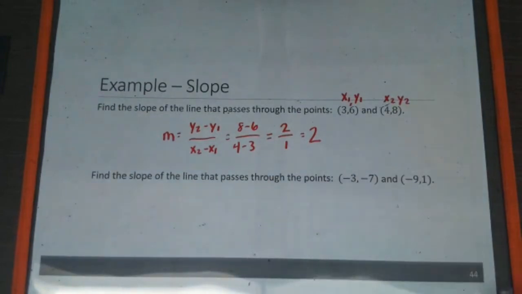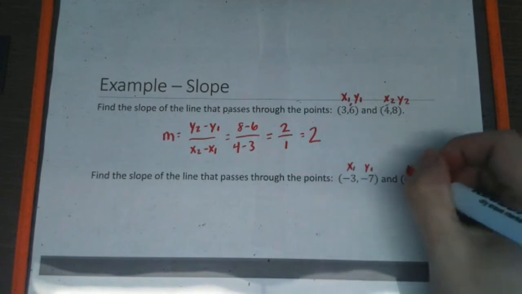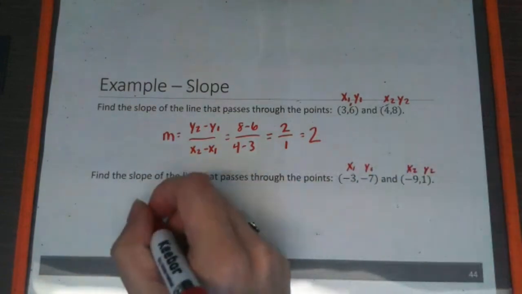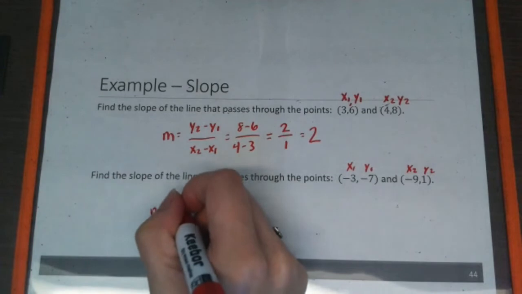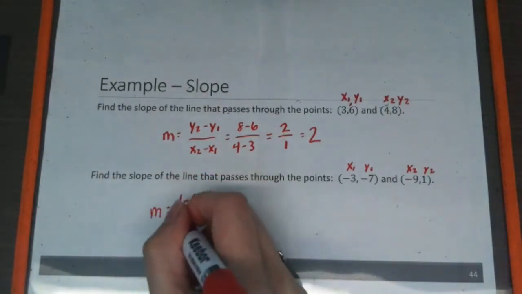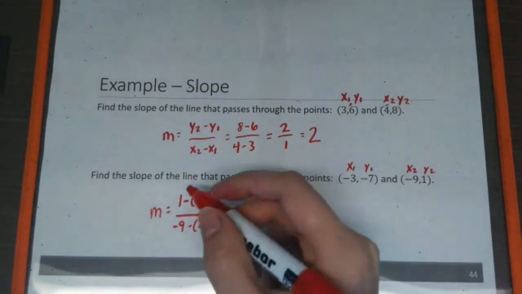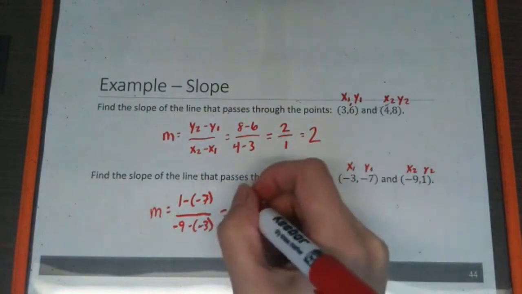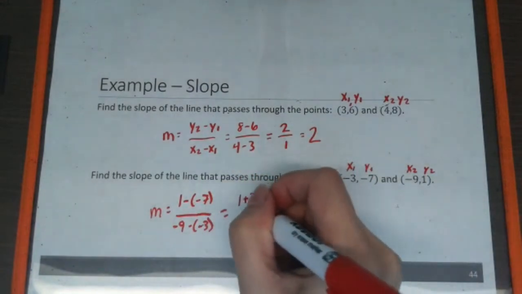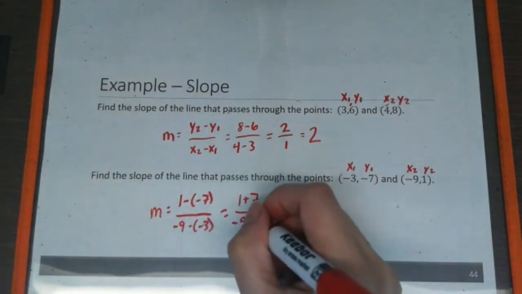We're going to do it again for the second set of points. We want to find the slope between the points (-3, -7) and (-9, 1). We have x1, y1, x2, y2. Our slope will be 1 minus -7 over -9 minus -3. Well, subtracting a negative is the same thing as adding a positive. So this is really +7 over -9 plus 3.